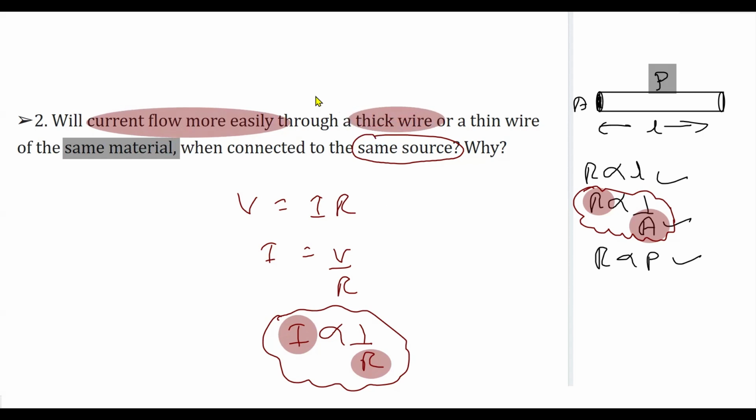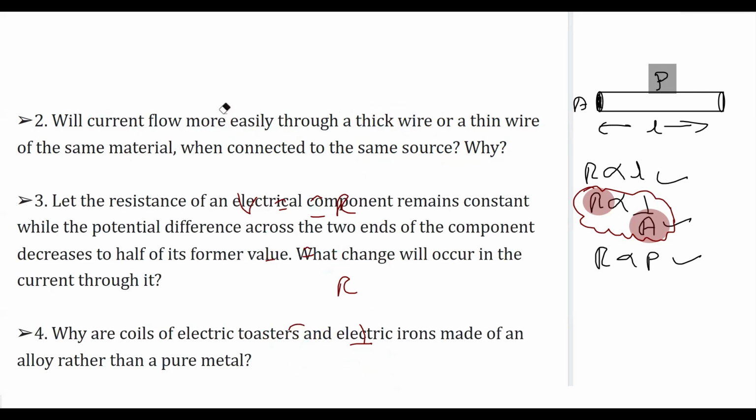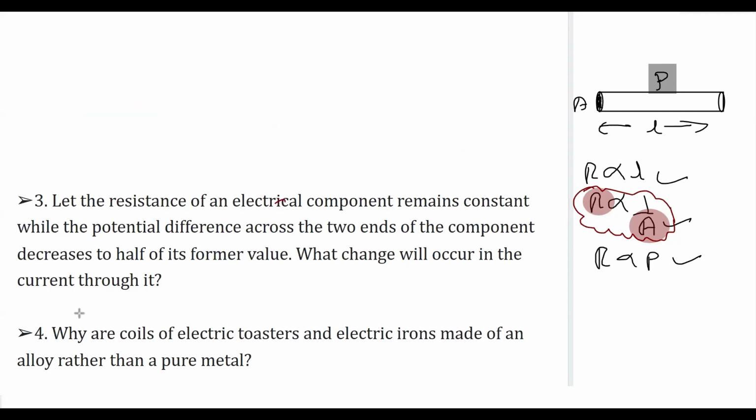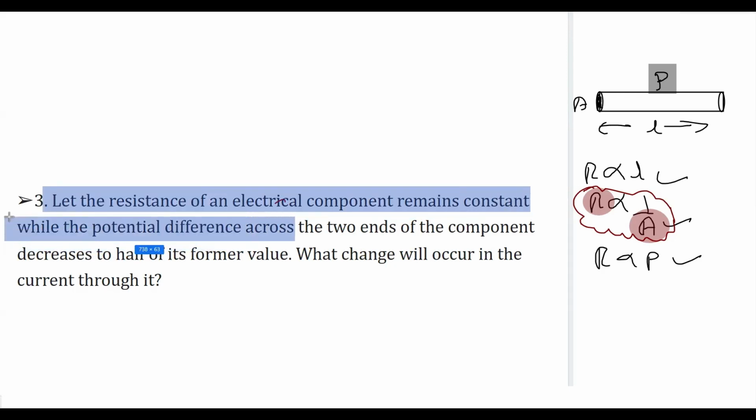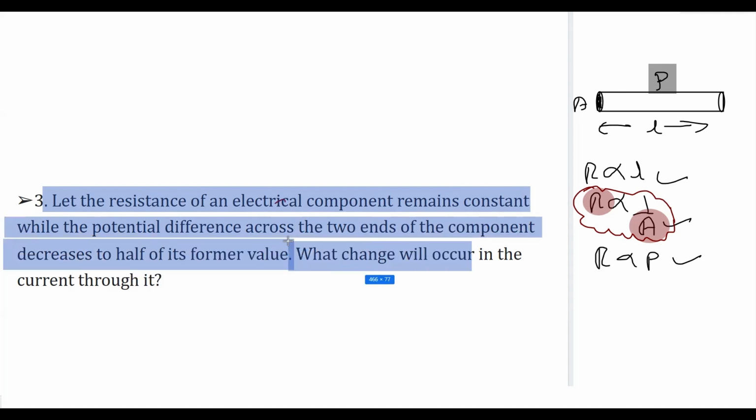Now let's move to more questions. So let's see what the questions below were. We are on the third question. It says, I'll read it: the resistance of the electrical component remains constant while the potential difference across the two ends of the component decreases to half of the original value. What will happen to the current?